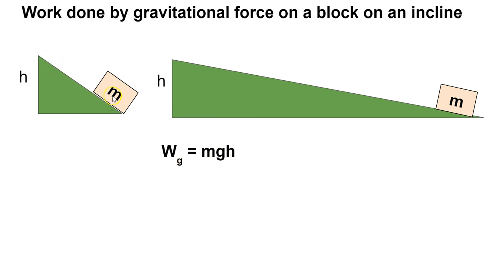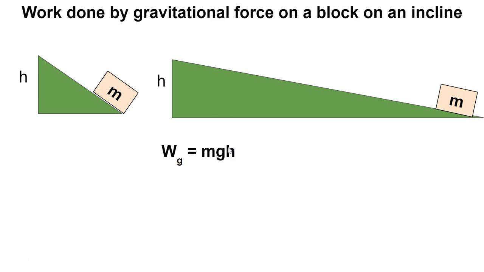If I slide the block down, then the work done will be positive because the angle between the displacement and the direction of the force that's applied is less than 90 degrees. And if I slide the block up, then this work will be a negative number. But the magnitude will be mass times gravitational acceleration times height.